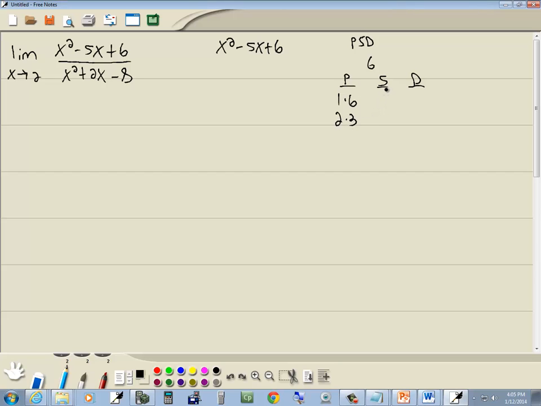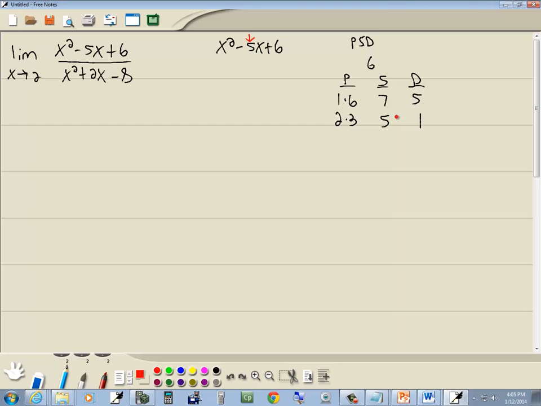The S column, S for sum, we add these together. 1 plus 6 is 7, 2 plus 3 is 5. D, difference, subtract smaller from larger. 6 minus 1 is 5, 3 minus 2 is 1. Now the number we're looking for is the number in the middle term, which is 5, which we have in 2 places. Try one, see if it works. If it doesn't work, try the other one.